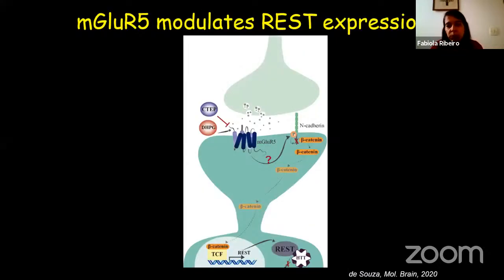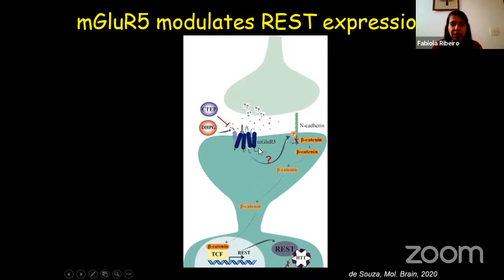But how could the receptor modulate REST expression? Well, it has been shown that REST expression can be modulated by the pathway involving N-cadherin and beta-catenin. Normally, beta-catenin is associated with N-cadherin, but if N-cadherin is phosphorylated, it releases beta-catenin in the cytosol. This beta-catenin can be degraded, or it can translocate to the nucleus, where it can, for instance, lead to the expression of some target genes by associating with some transcription factors. And one of these target genes is REST.